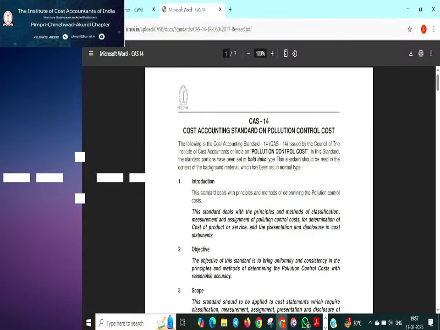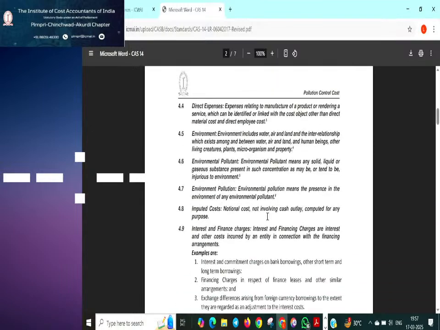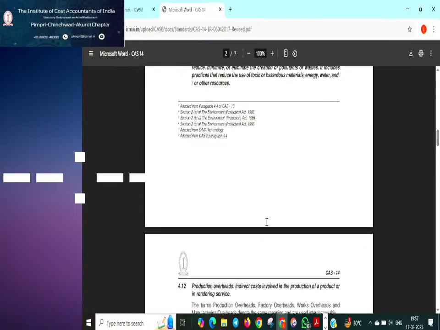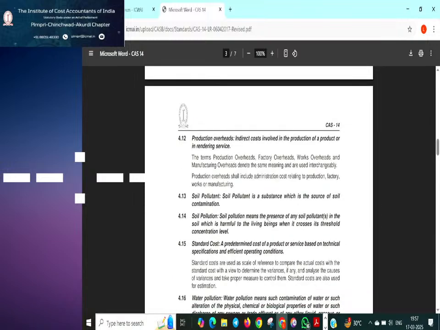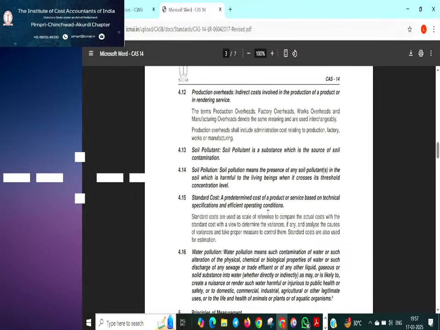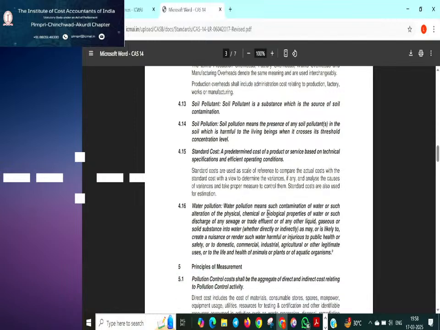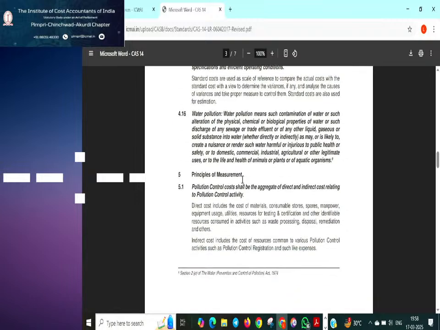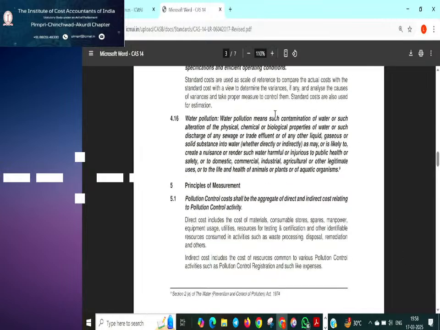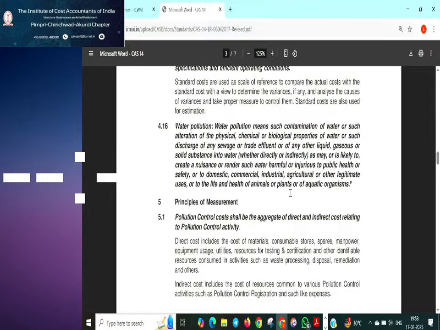Then coming to pollution control cost. Pollution control is a very important perspective, because there are always chances of levy of penalties and the like, which will be excluded actually. And here you have a lot of things on what is taken as soil pollution, what is taken as water pollution and so on. We are directly getting into the principles of measurement.